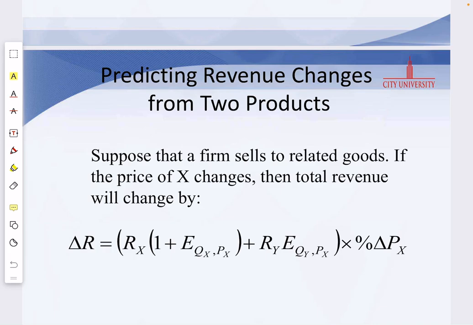So we just discussed the products, let's say the burger and soda. That's between these two examples. More generally, suppose a firm's revenues are derived from the sales of two products, X and Y, for example.